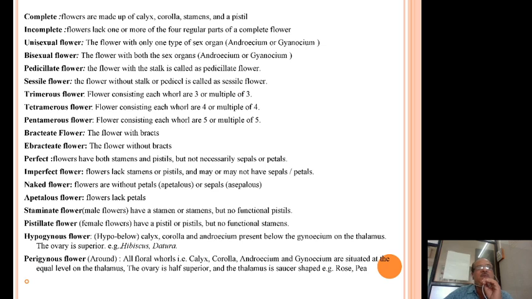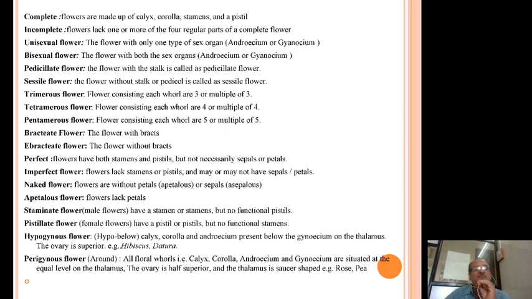Then the next type is the ebracteate flower and the bracteate flower. In certain flowers, at the base of the flower there is a small leaf-like structure that is called a bract. If a bract is present, then the flower is called a bracteate flower. If the bract is absent, then that flower is called an ebracteate flower.